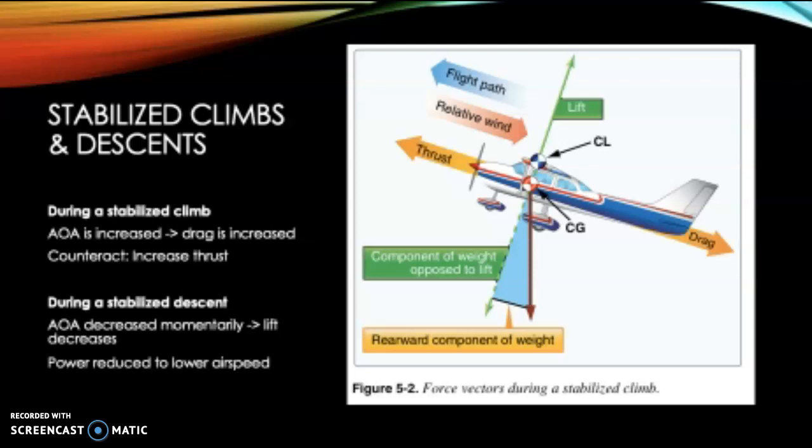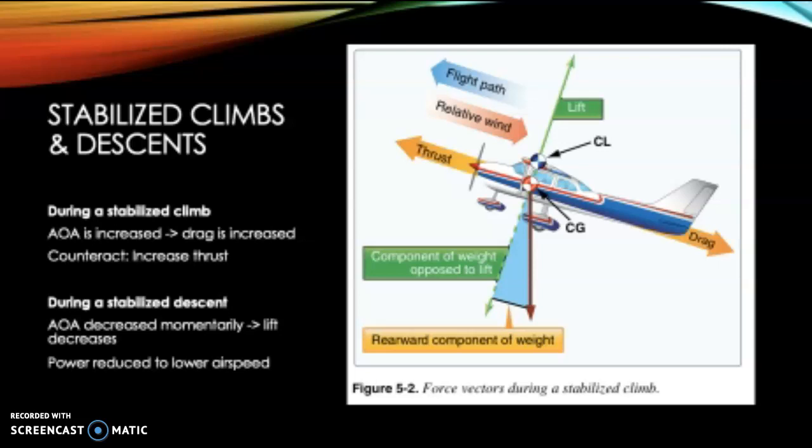So let's say we just lowered the nose and didn't adjust the power. What would happen to our airspeed? It would increase, right? Which could possibly lead to an unstable descent. To avoid this, power should be reduced to lower the airspeed.